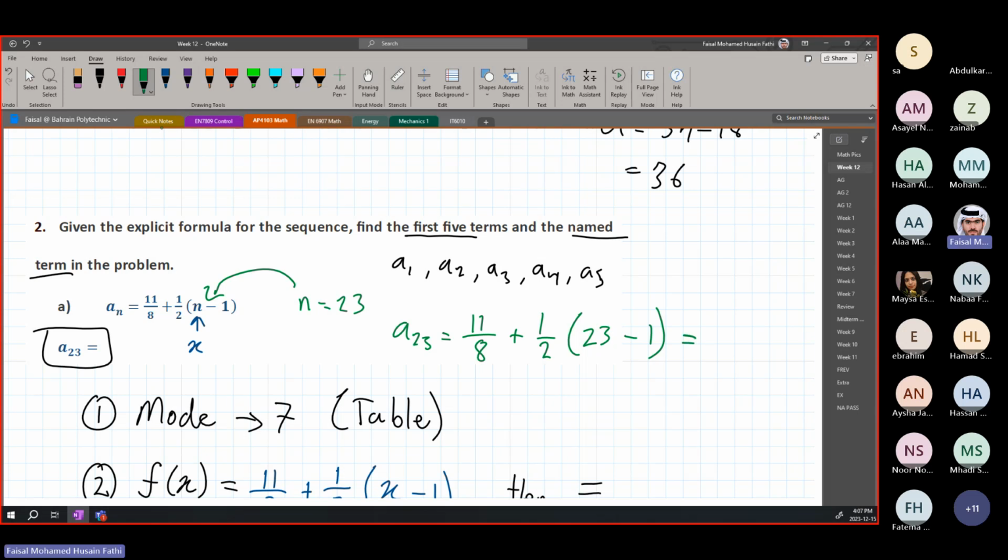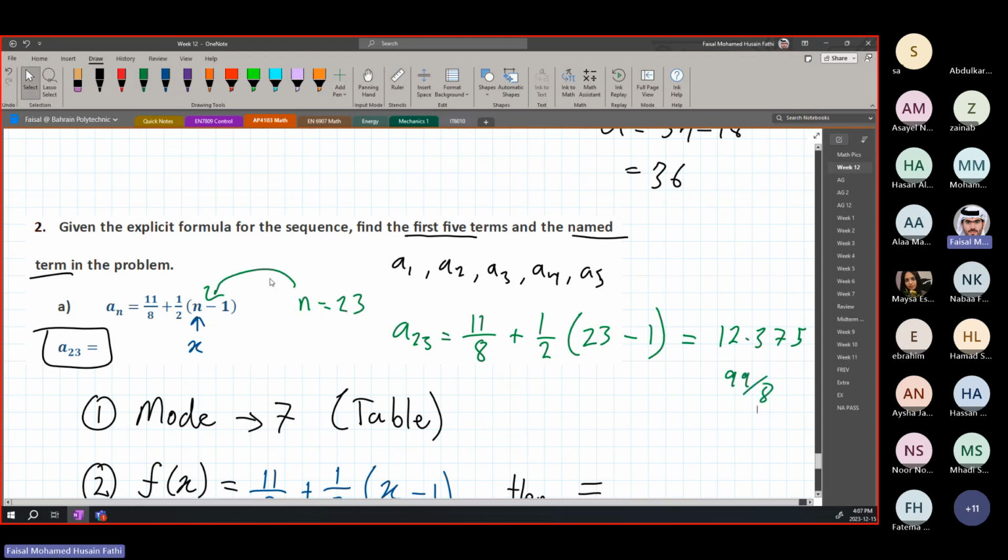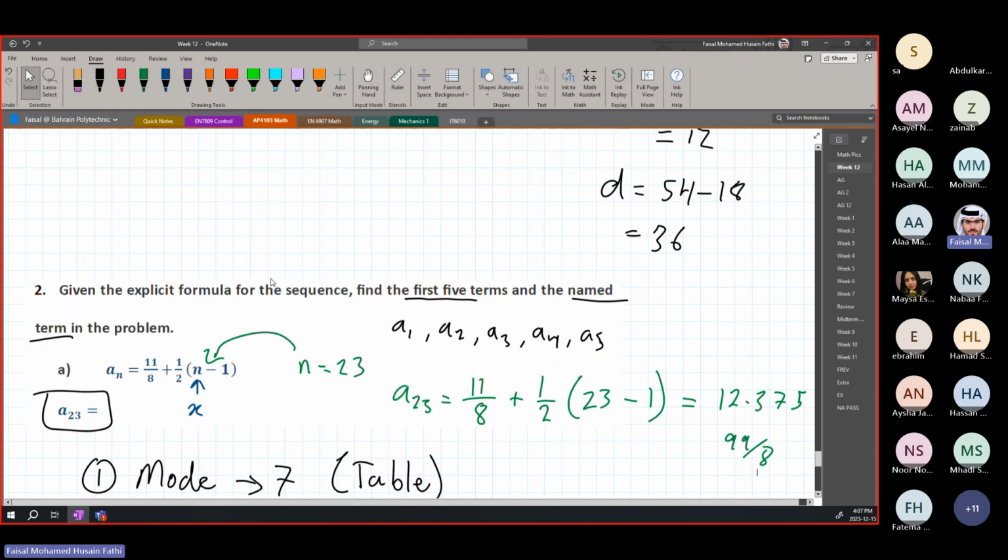So the answer is 12.375, or in fraction form, it's 99 over 8. Okay? That's it. It's very simple. All you have to do is substitution. Again, I want to repeat this because this is very important.